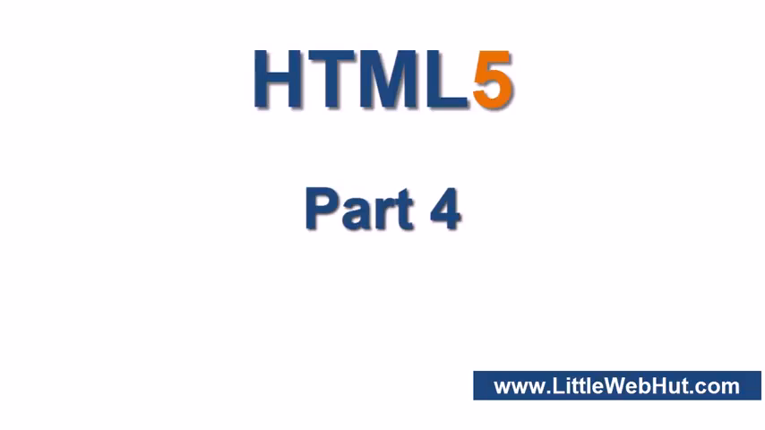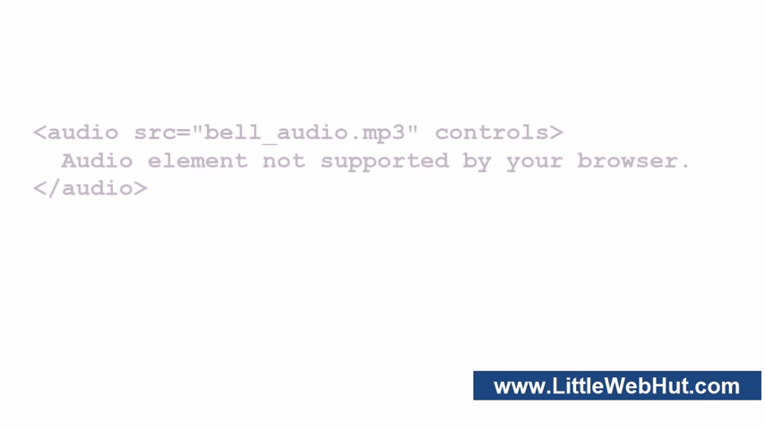The good news is that the current versions of Internet Explorer, Firefox, Chrome, Safari, and Opera all support the audio and video elements. We'll start by looking at the audio element. When using the audio element, there are two different ways to specify the URL of the audio source file. One method is to specify the audio source file using the source attribute as shown here. This method has a drawback, however. At the time this video was made, the major browsers do not all support the same audio file types.